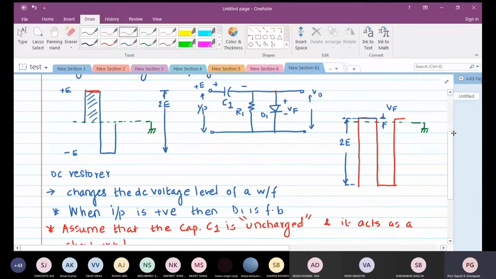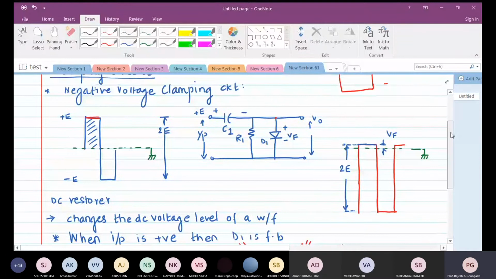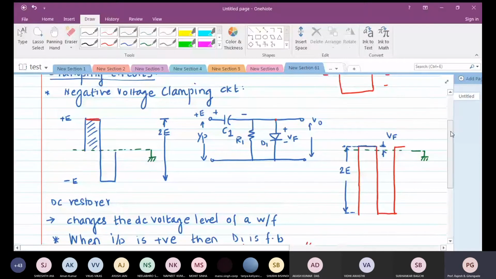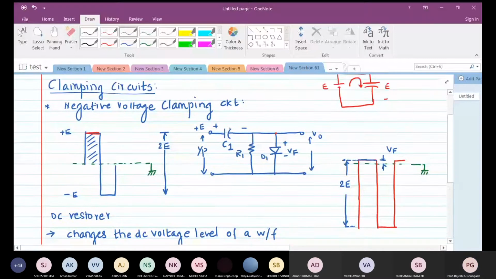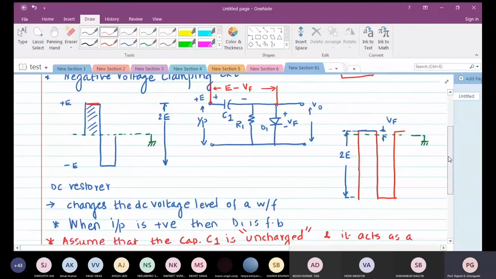But at the same time, the capacitor is now charged to what voltage? The capacitor has started charging, no? So look at the voltage across the capacitor. What is the voltage across the capacitor? Voltage across the capacitor is E minus VF. So the capacitor charges to a value E minus VF.